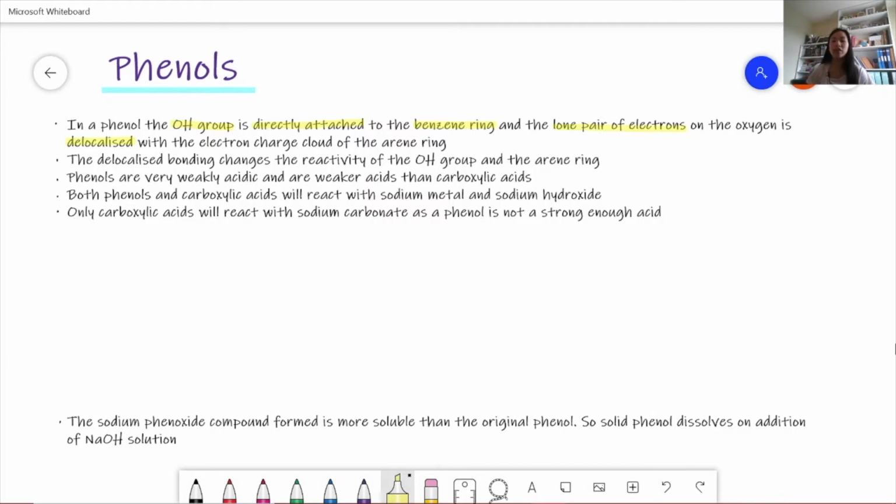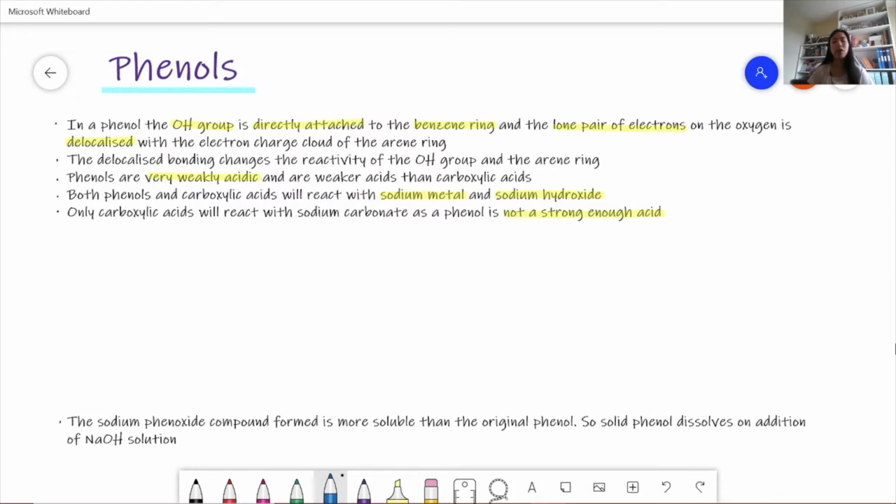And so phenols are very weakly acidic, and they're actually weaker acids than carboxylic acids. Both phenols and carboxylic acids will react with sodium metal and also sodium hydroxide, because we know that a metal plus an acid would form a salt and hydrogen, and an acid and an alkali would form a salt and water in a neutralization reaction. Only carboxylic acids will react with sodium carbonate, however, as a phenol is not strong enough. We know that when we add acid with sodium carbonate, we form a salt, carbon dioxide, and water. But this doesn't happen when we use phenols.